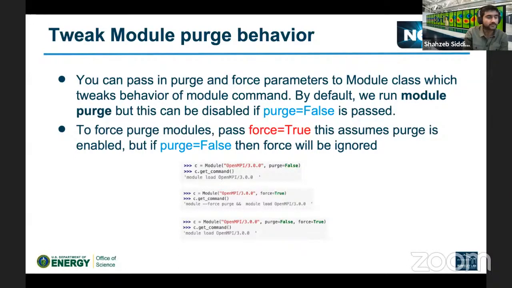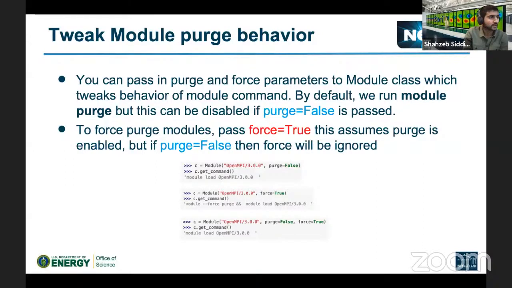By default, we purge modules, but you can tweak that behavior, right? So all you need to do is create an instance of a module, and say I want to load OpenMPI, but I don't want to purge. So I say purge is equal to false. And then it would only load OpenMPI without module purge.